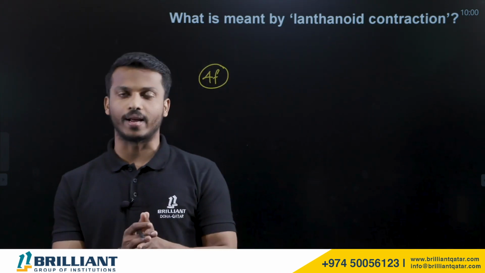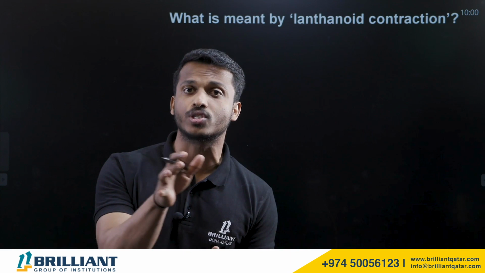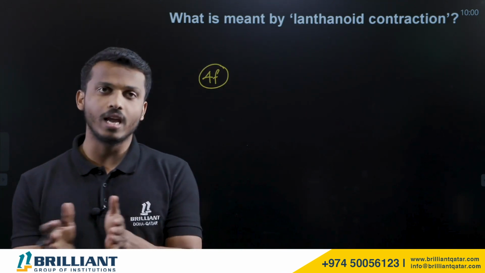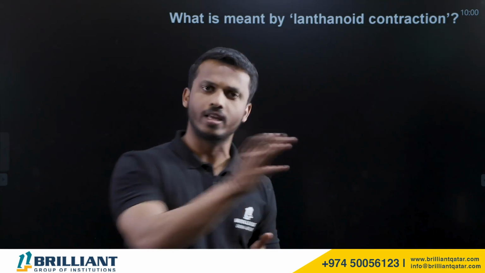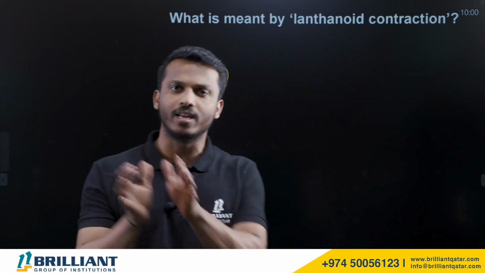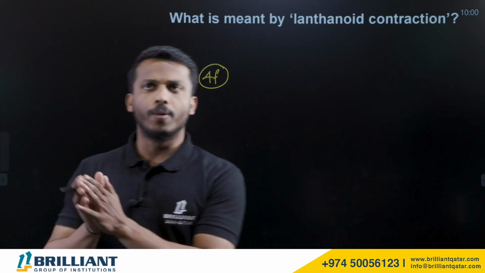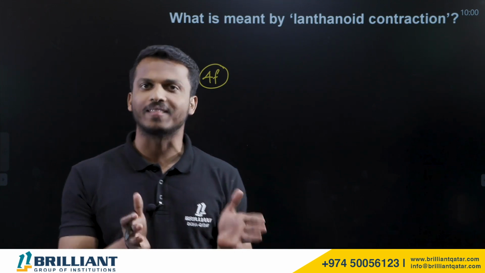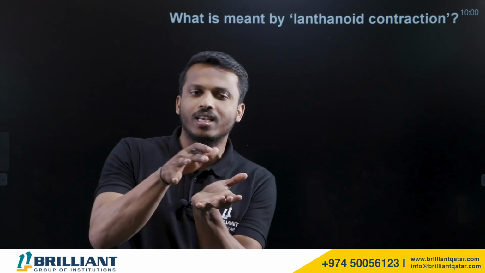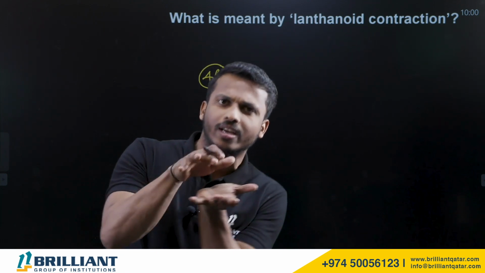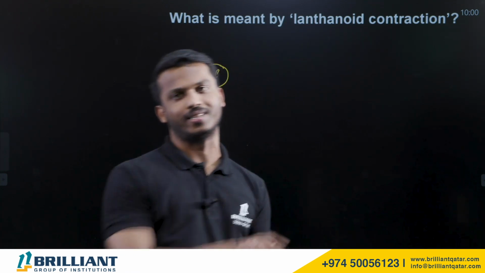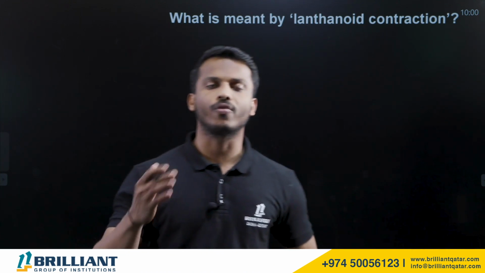What is lanthanide contraction? It's a steady but slow decrease. Normally, when you move across a period, there is an increase in atomic number and a decrease in size, right? The same thing is happening in lanthanides also, but the size decrease is not very fast. It's a very gradual, very small, steady but slow decrease in size. So that is the definition of lanthanide contraction.